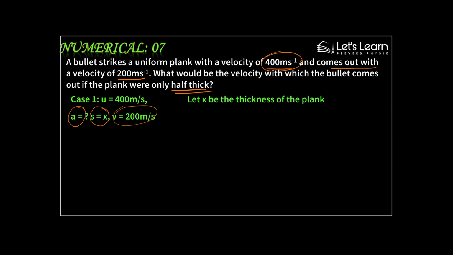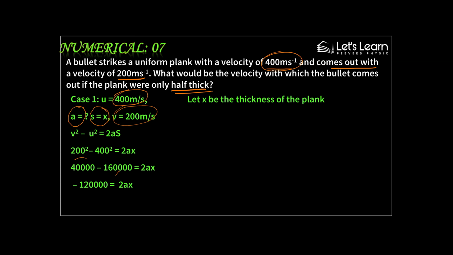There are two unknowns, x and a. We need two equations and we have two situations. The equation we use is v square minus u square equals 2as. Time is not given, so an equation without t. Plugging the numbers, v square is 200 square, u is 400 square, 2 times a times s, s is x, which gives you 40,000 take away 160,000 equals 2ax, which gives minus 120,000 equals 2ax. Dividing both sides by 2, we get 60,000 equals ax. Leave it. This is from the first situation.